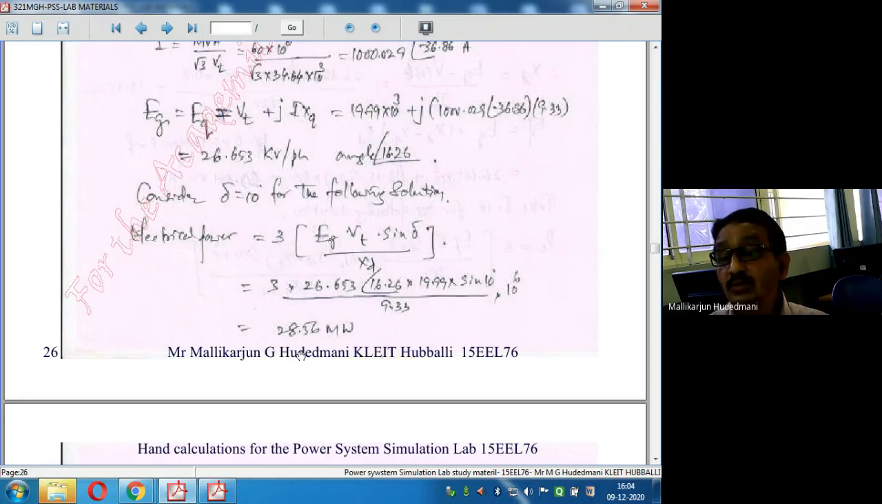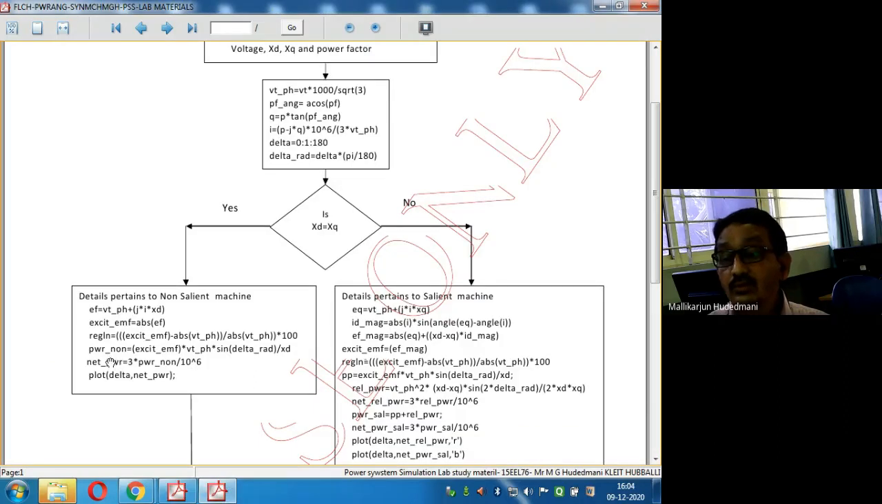When I want to work per phase, let me see how I am doing. Power non-salient equal to EF Vt into sin delta whole divided by xd. This is the non-salient power per phase. Into 3, I am doing net power: net underscore power equal to 3 into power non-salient. And I am dividing by 10 to the power 6 to give the mega scale. When I divide by 10 to the power 6, it is megawatt scale. I am doing it here.